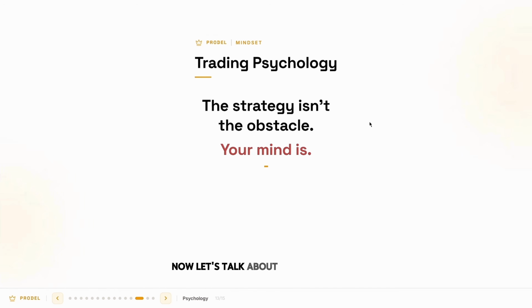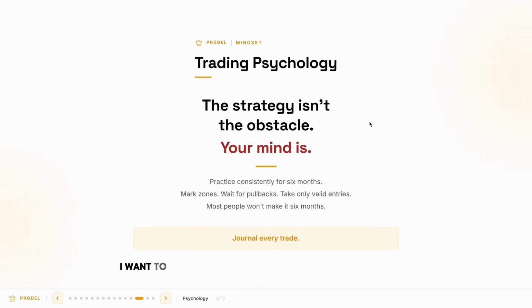Now, let's talk about the psychology. I want to say something directly to anyone watching this who is in their first few months of trading. You will struggle at first, not because the strategy doesn't work, but because discipline is a skill that takes time to build. If you practice this strategy consistently for more than 6 months, marking zones, waiting for pullbacks, taking only valid trades, you will be profitable consistently. But most people won't make it 6 months. They will widen their SL just one time because this one feels different. The strategy is not the obstacle. Your mind is. Here is how you build the discipline.